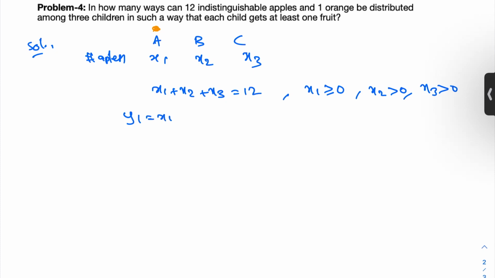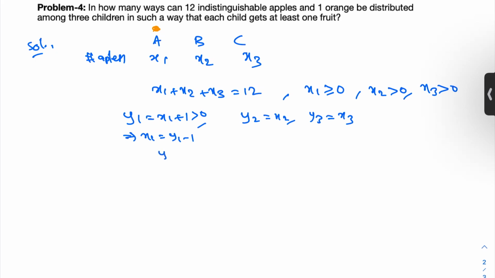Y1 equal to x1 plus 1. Okay, y2 same as x2, y3 same as x3. Now since x1 is non-negative, x1 plus 1 is going to be positive, so y1 is going to be positive. So this implies x1 will be y1 minus 1. Fine.